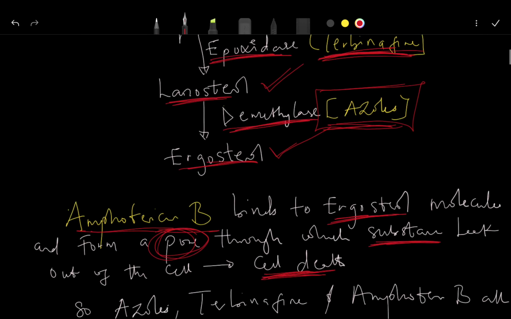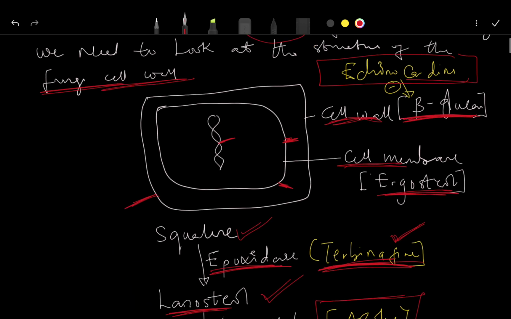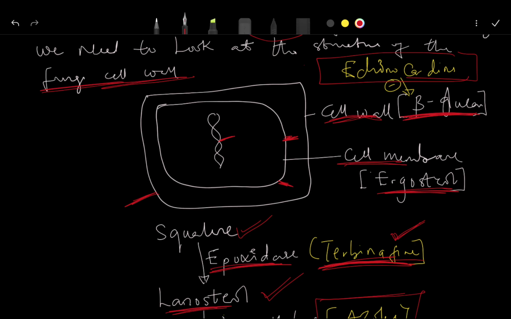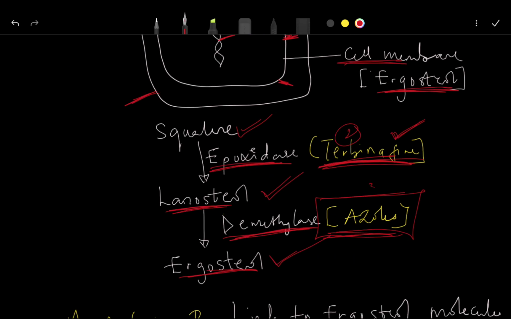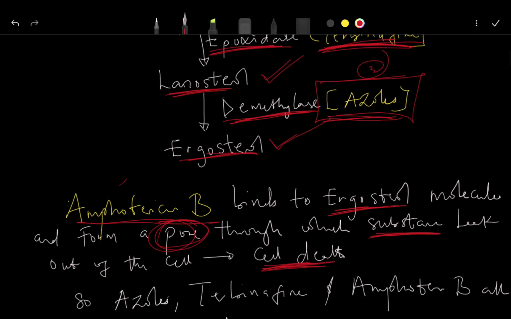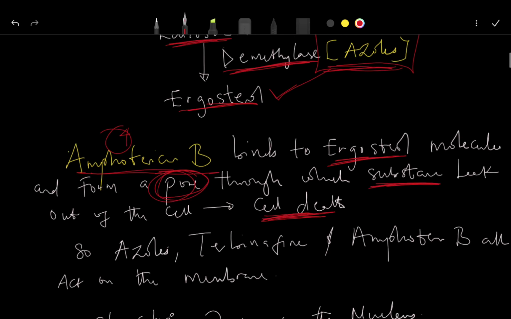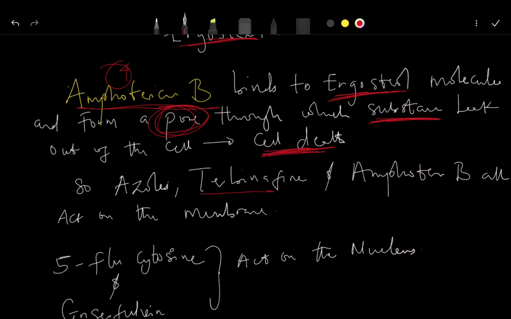So how many drugs have we looked at now? We've looked at one, two, three, four. Take note of that. Terbinafine, azoles, and amphotericin B all act on the membrane.